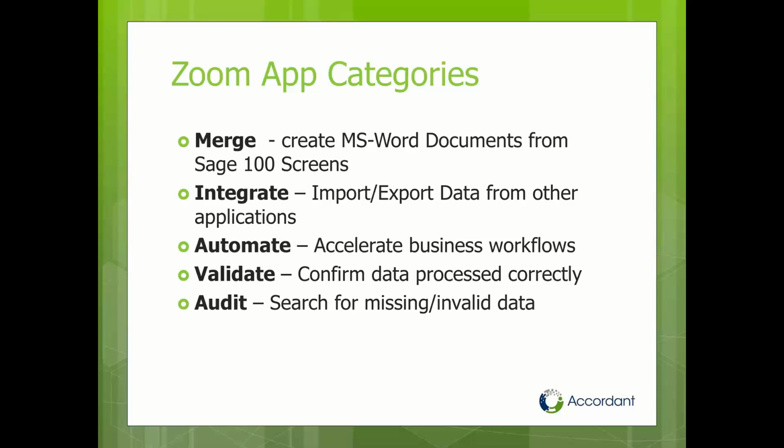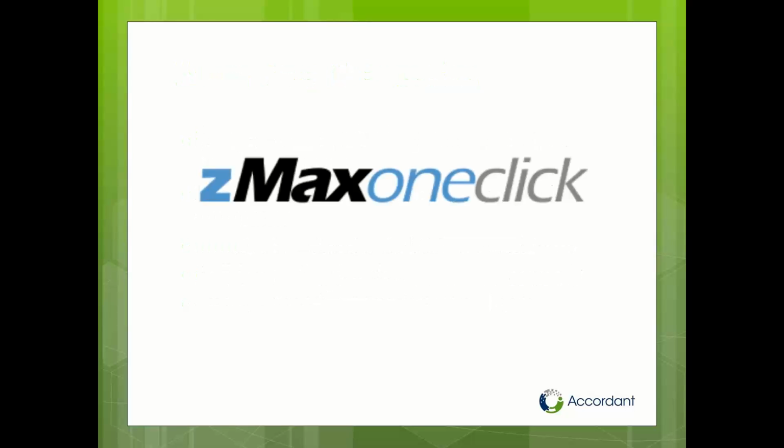Automate. How do we take a business workflow process that you could probably do in Sage with manual steps like cut and paste or what have you, but automate it so that it happens very quickly. They have some other apps. I'm not going to spend time with the validate and audit apps that they have. This is just looking at your data, looking for inconsistencies or errors or invalid data. And we'll introduce you to how to get more information on that.